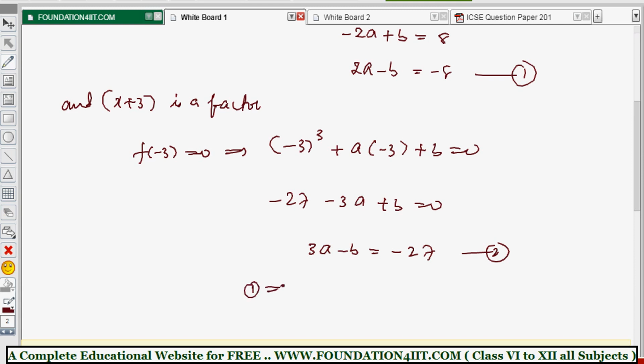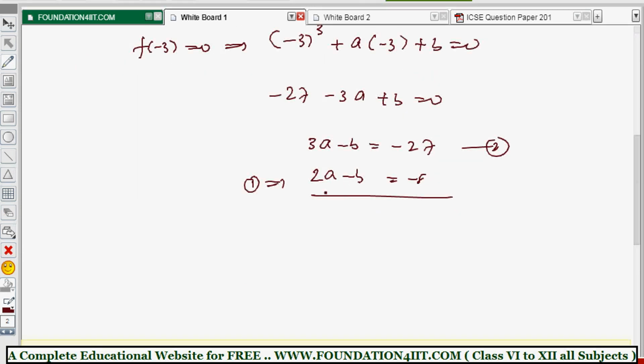So write the first equation here: 2a minus b is equal to minus 8. Solving both, just subtract both equations. Minus, plus and plus. So 3a minus 2a is a. That is equal to minus 27 plus 8. So minus 19. Right? So a is minus 19.